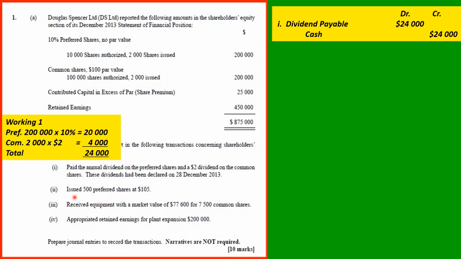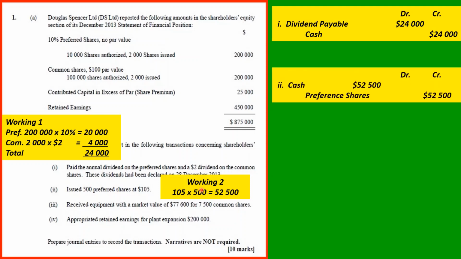In the next transaction, issue 500 preference shares at 105. The workings would be 105 by 500 equals 52,500. Okay, this does not have any par value, so we cannot calculate any premium or discount on it. So your journal entry would be debit cash 52,500 and credit preference shares with 52,500.